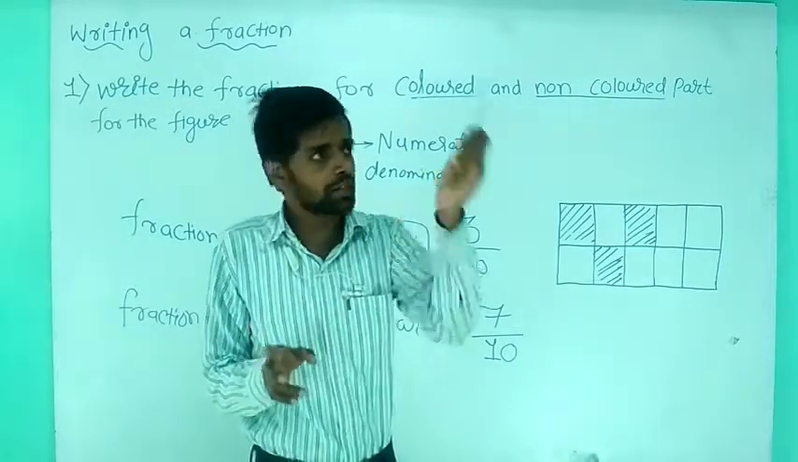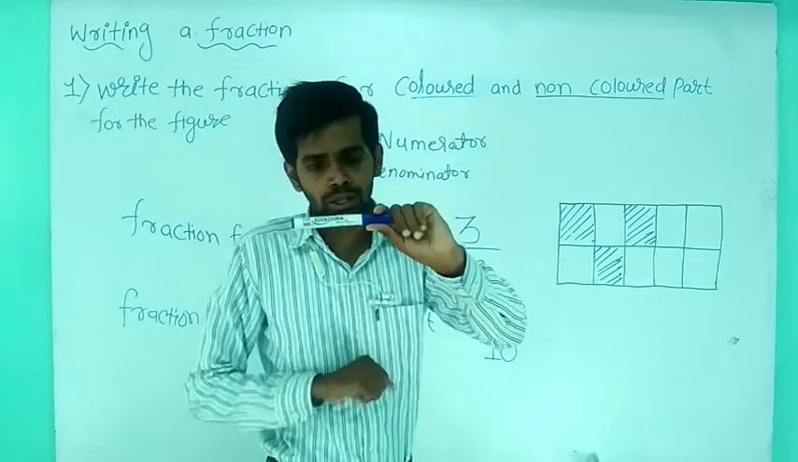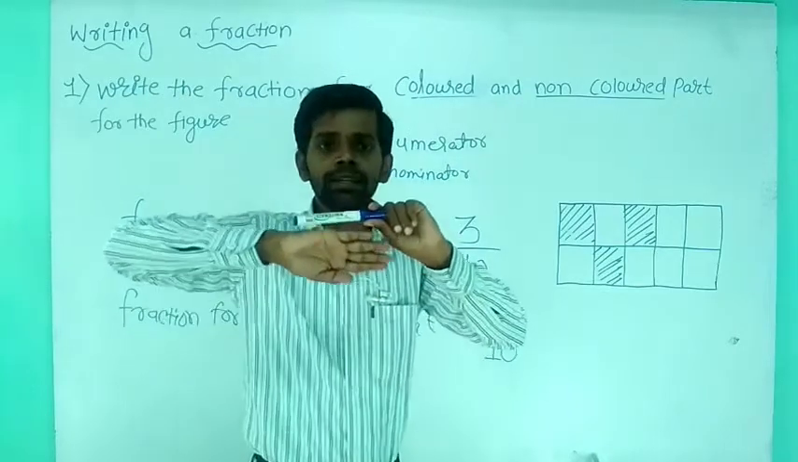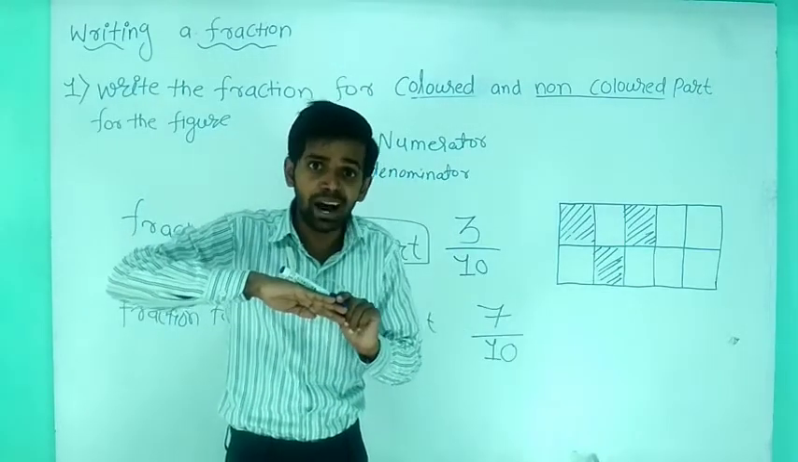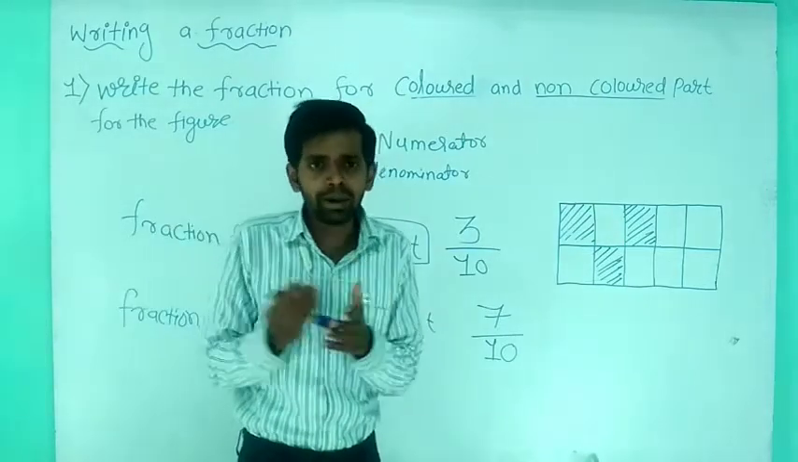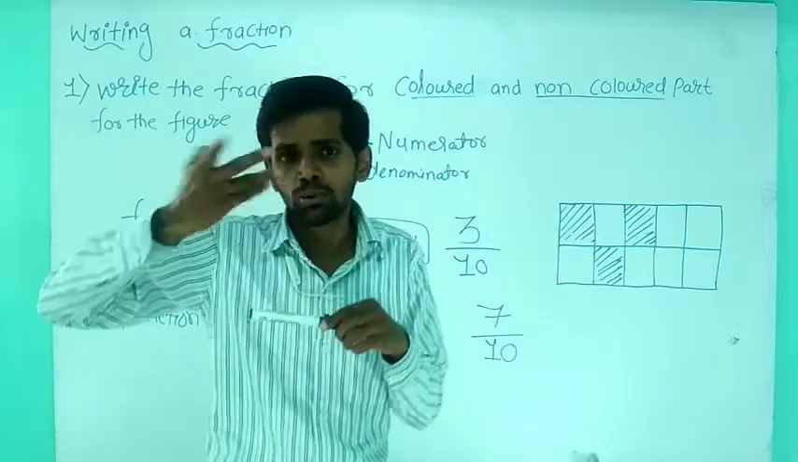The denominator tells us, this is the line, this middle line, I'm taking this marker. The number which is downside, that means the denominator. This denominator tells us the total number of parts. Total parts will always be at the bottom. And for the colored part and for the uncolored part we can change the numerator. We can write anything in the numerator.